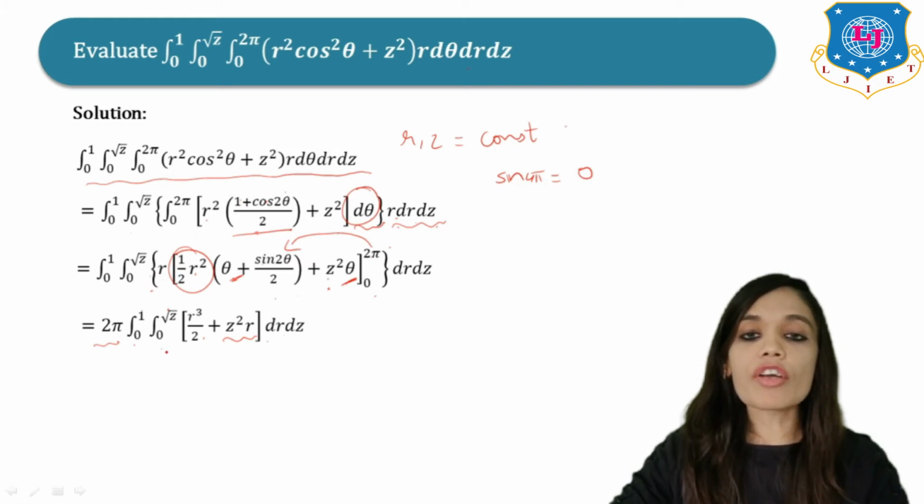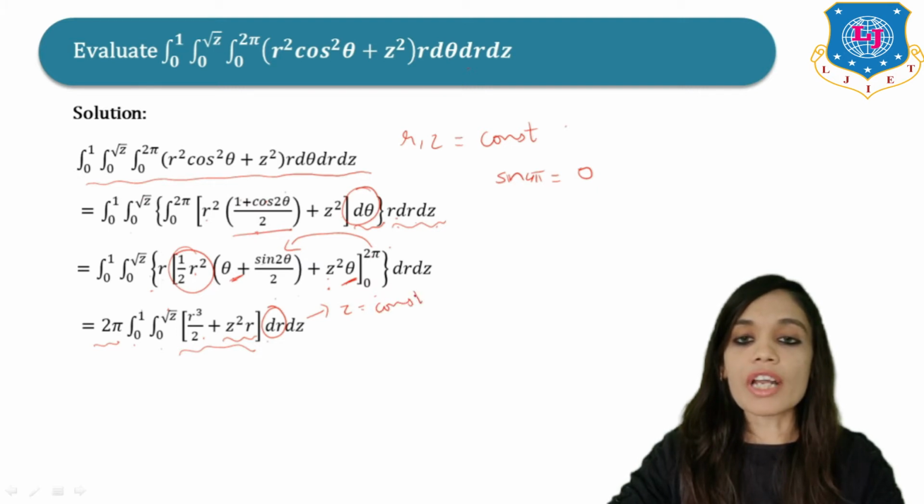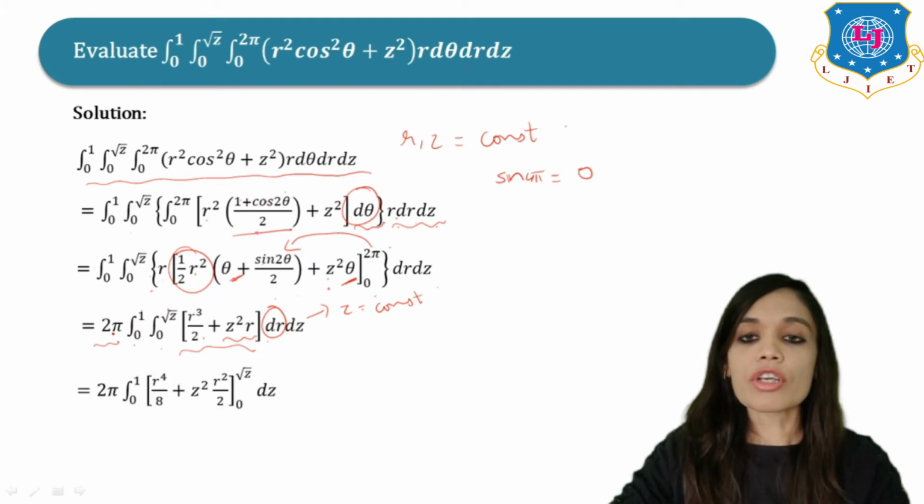Okay. Now you have to integrate this term with respect to r, keeping what constant? z as constant, right? So now let us start the integration. So 2 pi, integration 0 to 1 dz will remain as it is. Now integrate this term. So you will get r to the power 4 upon 8 plus, now z square is constant, so keep it as it is. Integration of r will be what? r square by 2, and your limits are 0 to root z, right?